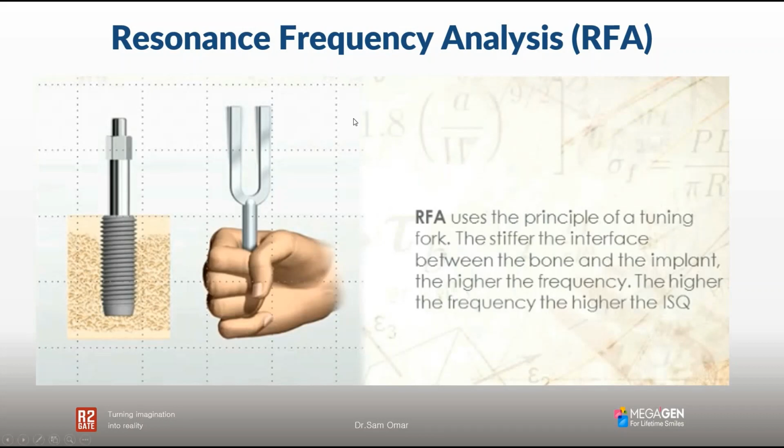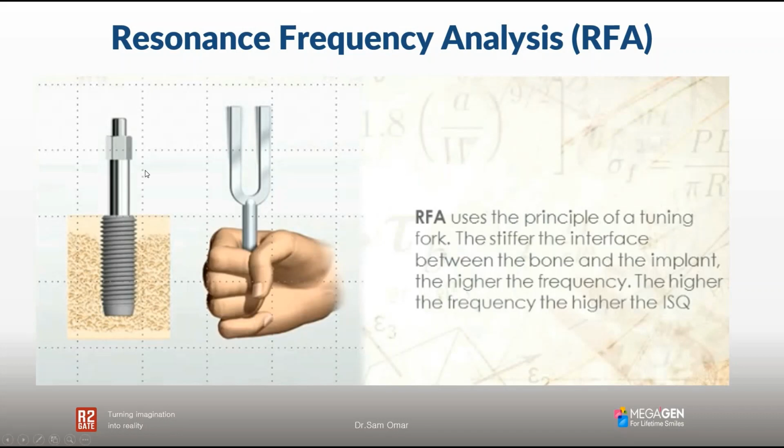If you remember back in the day in school, we used to learn what we call the tuning fork principle. The idea behind it is, if I hold a tuning fork in a metal stand, the fork will resonate with very high frequency. On the other hand, if I hold that same fork in my hands, it will resonate but with much lower frequency. The principle behind RFA is the stiffer the interface that the fork is in, the higher the resonance frequency will be.